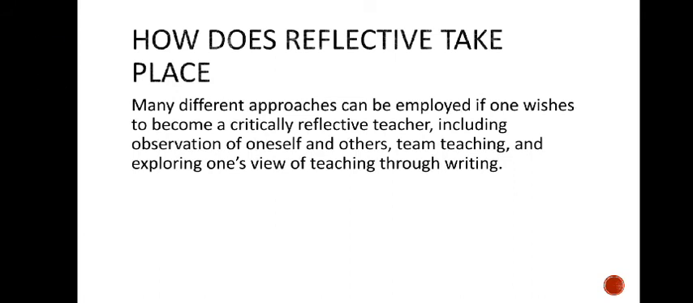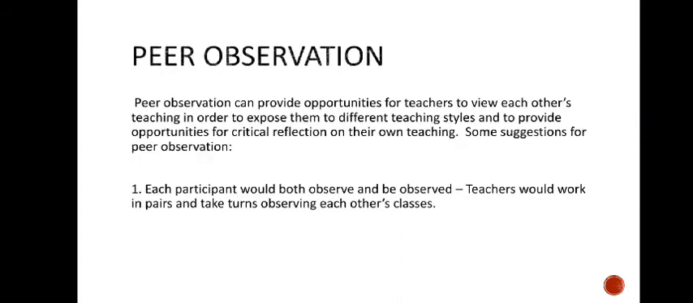Next, how does reflection take place? Many different approaches can be employed if one wishes to become a critically reflective teacher, including observation of oneself and others, team teaching, and exploring one's view of teaching through writing. The first one is peer observation.